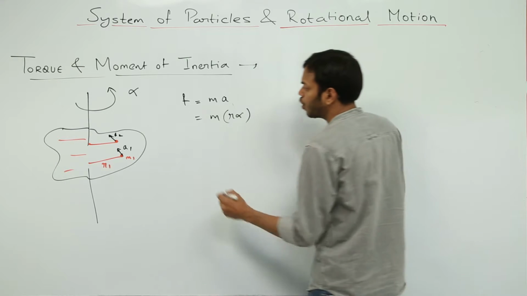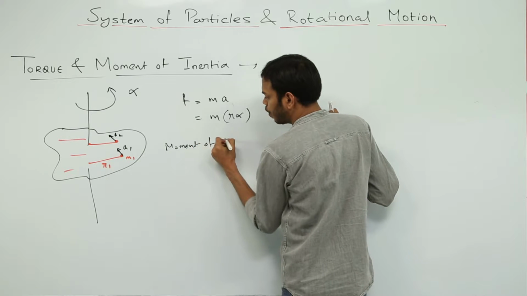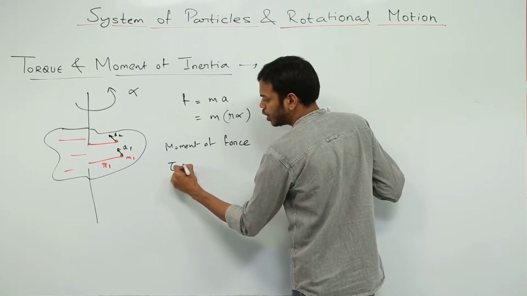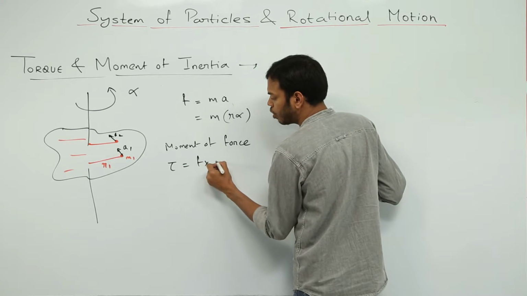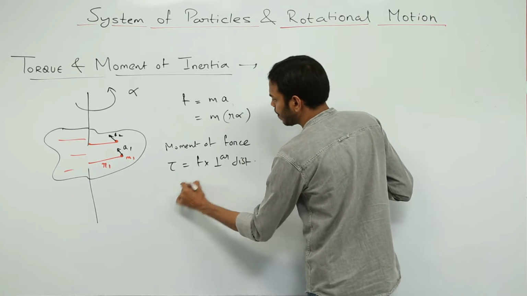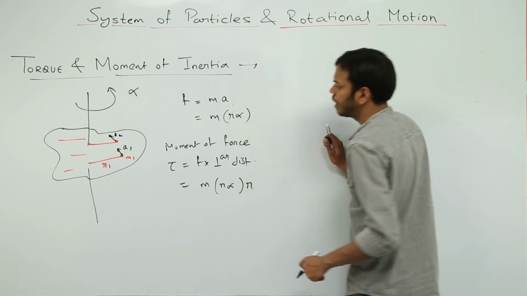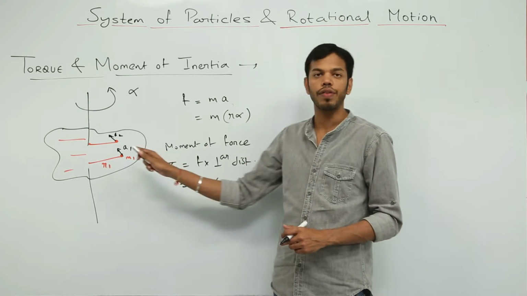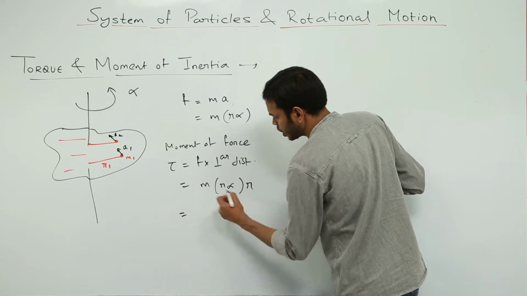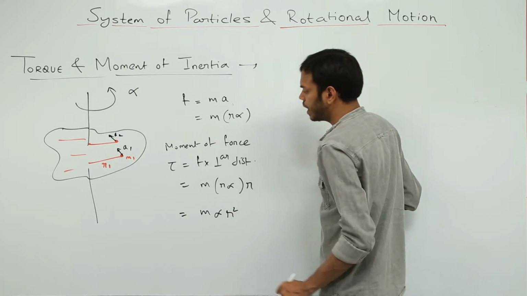But if we are talking about moment of force, what is moment of force? Moment of force is basically torque, which is force into perpendicular distance from the axis of rotation. So this would be m r alpha times r, where r is the perpendicular distance of any such particle from the axis of rotation. So this becomes m alpha r square.